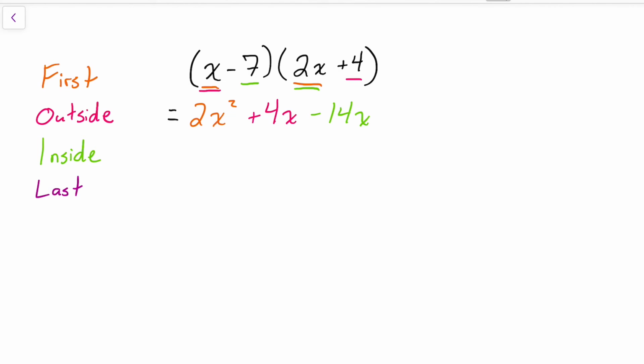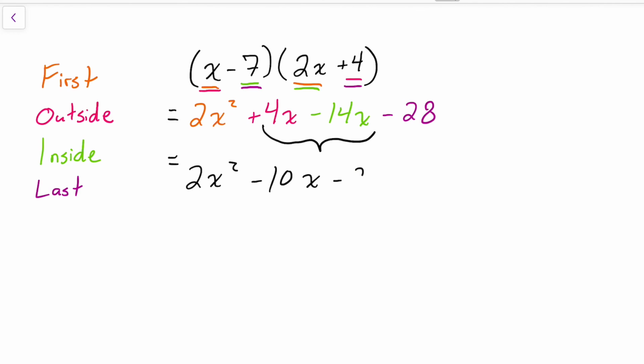And to wrap it all up, we have to look at our last. Again, negative 7 times positive 4, and we get negative 28. Okay, and much like our example before, in this final step, we want to look for an opportunity. Are there any like terms? And we can clearly see that we have a 4x and a negative 14x. We need to combine those, so our final answer will be 2x squared, 4x, subtract 14x, give us negative 10x, and we still have our negative 28. Okay, and that would be our fully expanded or multiplied binomial.